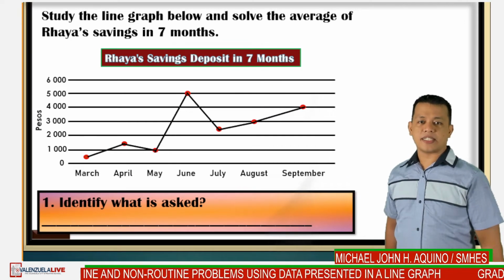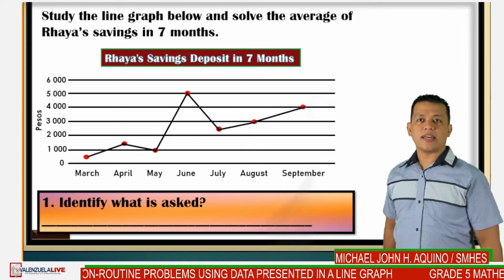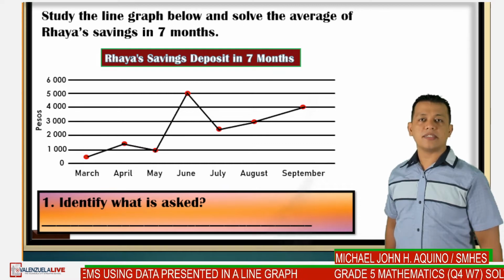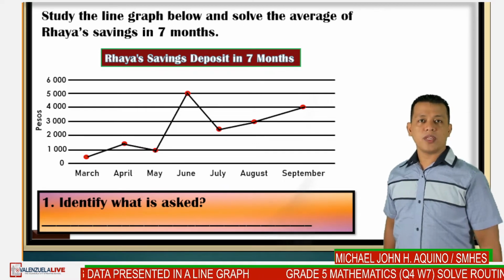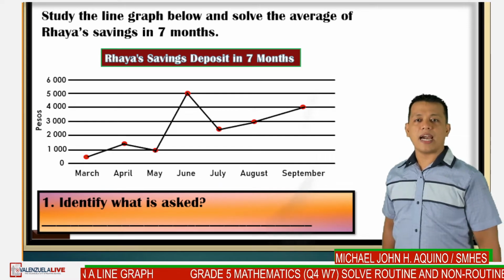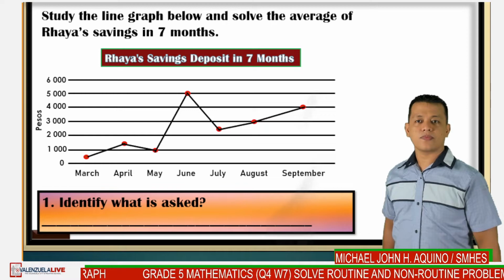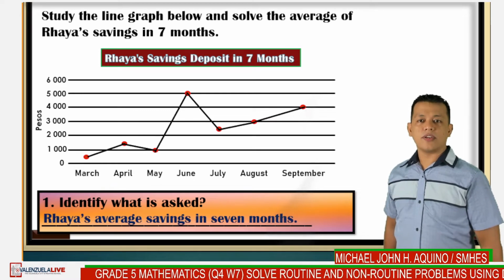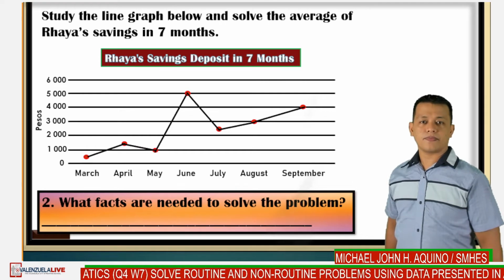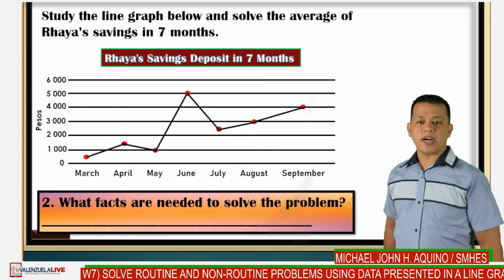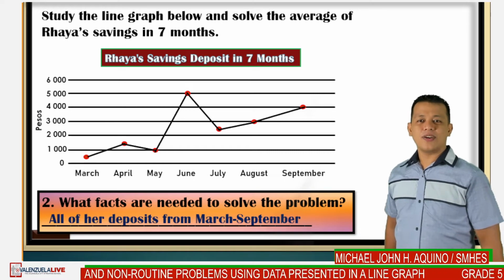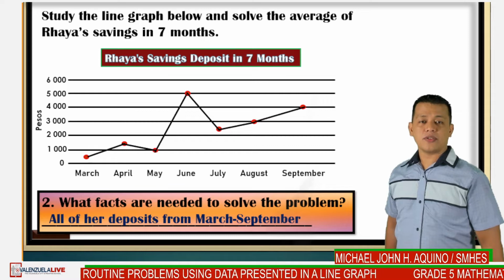For our next graph, study the line graph below and solve the average of Raya's savings in 7 months. This time, we are looking for the average. First, number 1, identify what is asked. We are looking for Raya's average savings for 7 months. What facts are needed to solve the problem? All of her deposits from March to September.